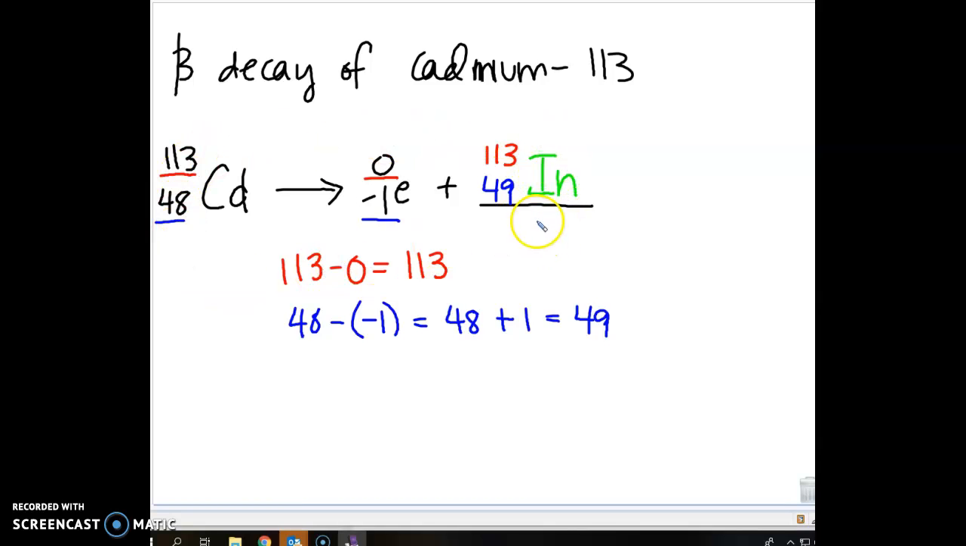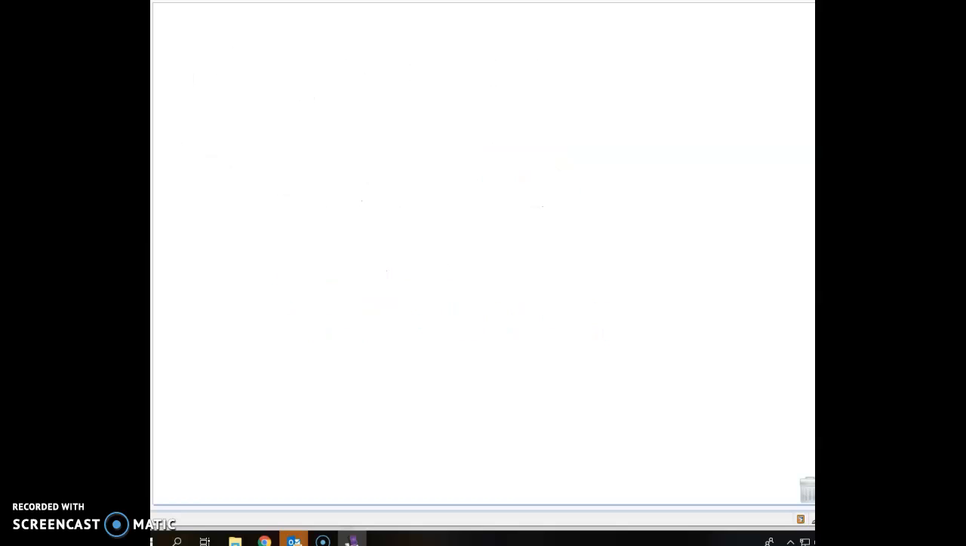So this would be my equation. I'm going to check myself. Okay, I'm going to say 0 plus 113 is equal to 113. Negative 1 plus 49, or 49 minus 1, is equal to 48. So I see that my math is correct. Okay. So let me show you one more of these.